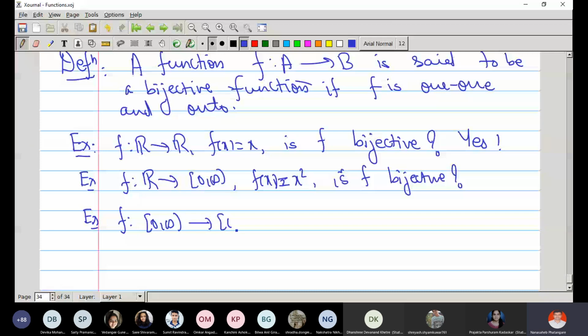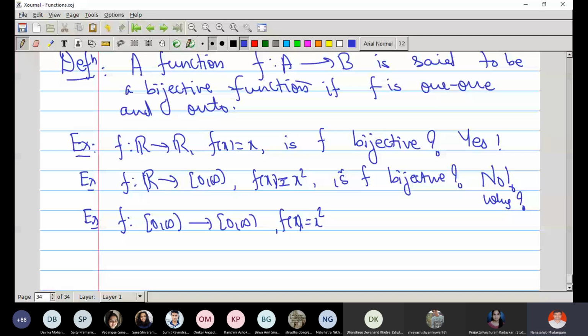Is it bijective? Yes, sir. Is it 1-1? No, sir. Not 1-1, right? So not bijective. Correct?